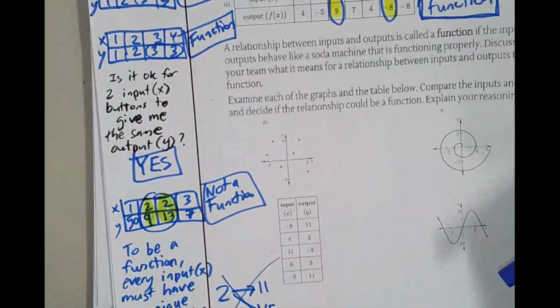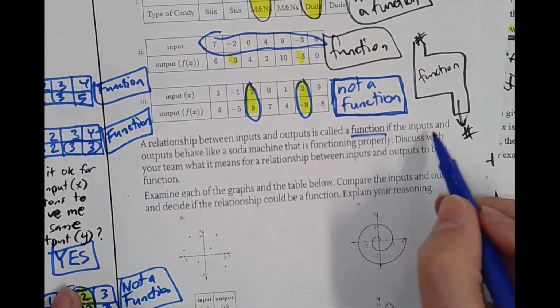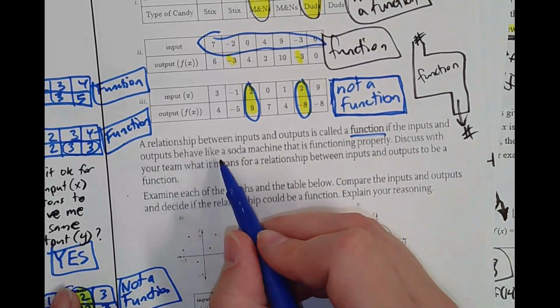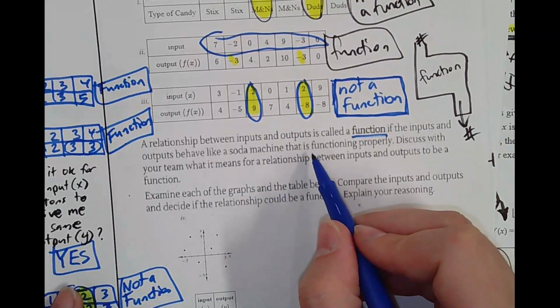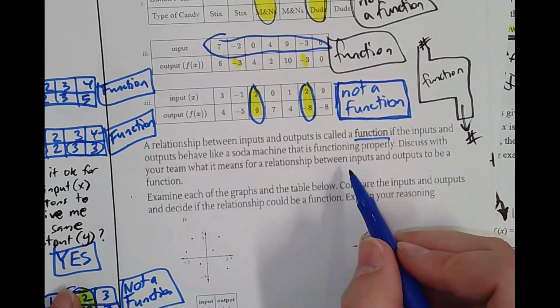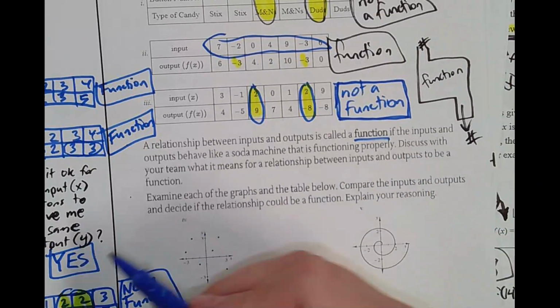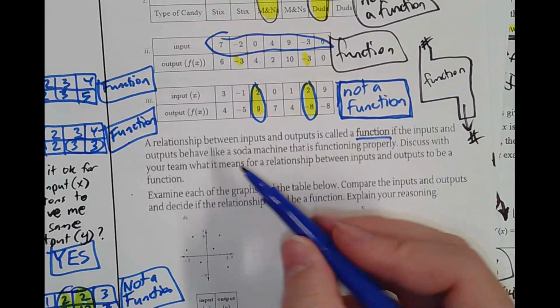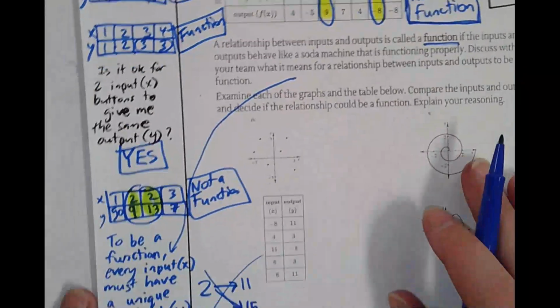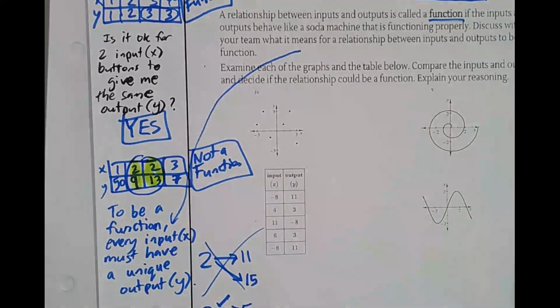So it says here, a relationship between inputs and outputs is called a function if the inputs and outputs behave like a soda machine that is functioning properly. It says to discuss with your team what it means for a relationship between inputs and outputs to be a function. We already wrote that down here. To be a function, every input has to have a unique output.